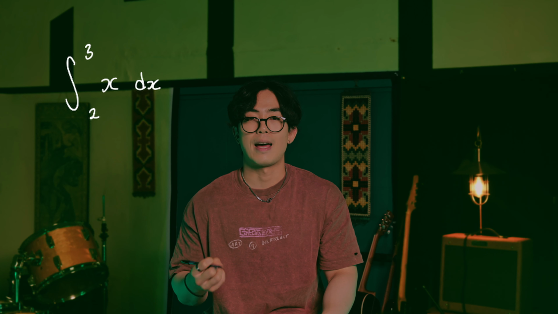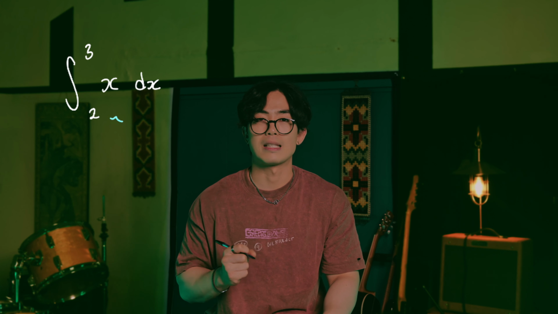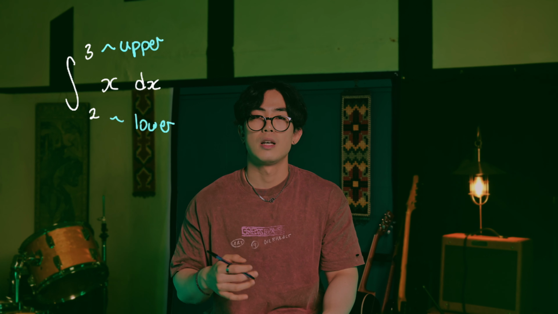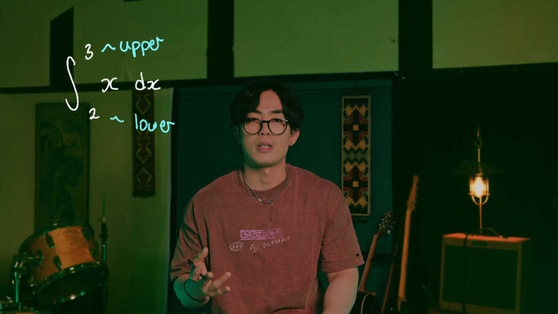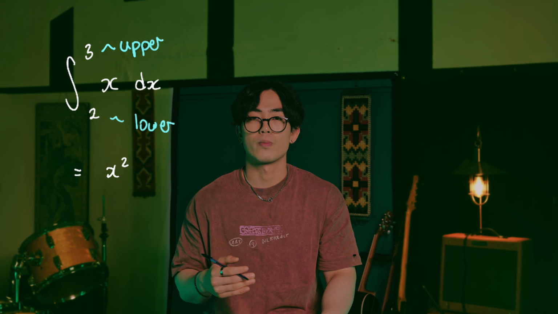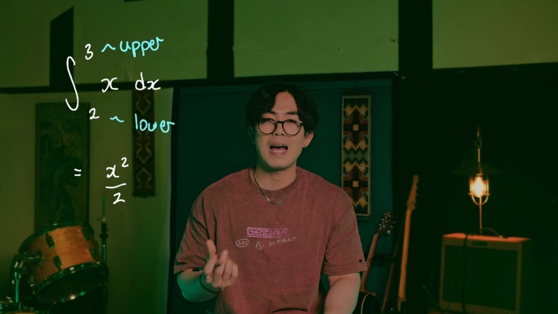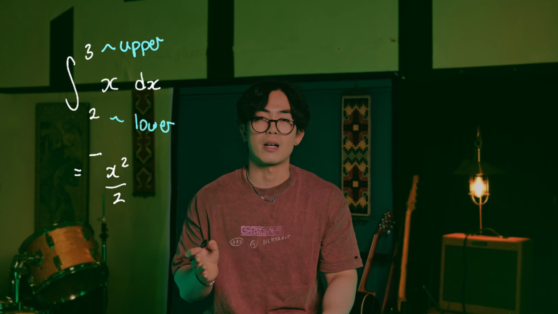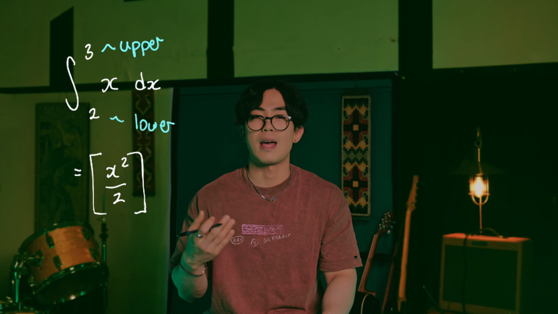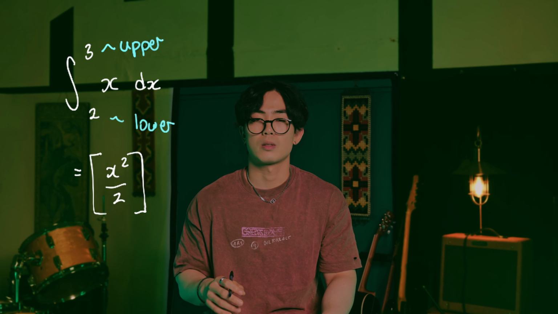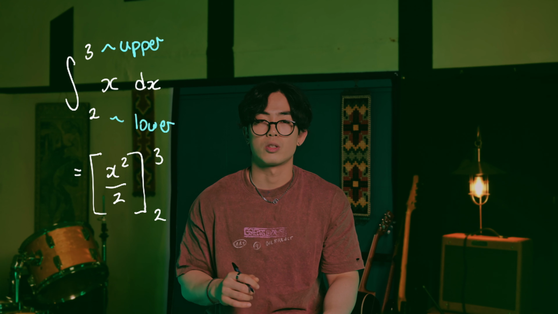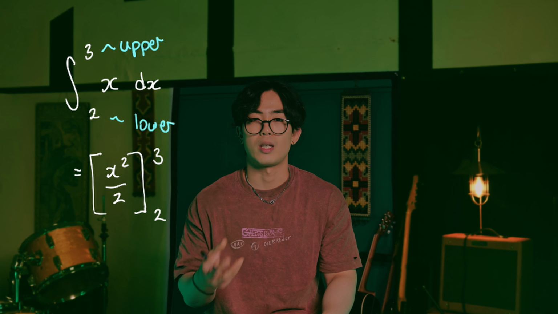So let's take a look at an example. Let's say we have to integrate x dx, and now we have limits. This 2 here is known as the lower limit, and this 3 here is the upper limit. So it's 2 to 3. First things first, we just integrate as normal. Integrating x will give us x squared over 2. But now, because we have limits, we don't add the integrating constant, and instead we have to draw some square brackets around what we integrated. So it will be x squared over 2, and then we have these square brackets. And either side, on the top and bottom, we add the limits. So it's going to be 3 on the top and 2 on the bottom. This is what we'd have to write up after we integrate it.